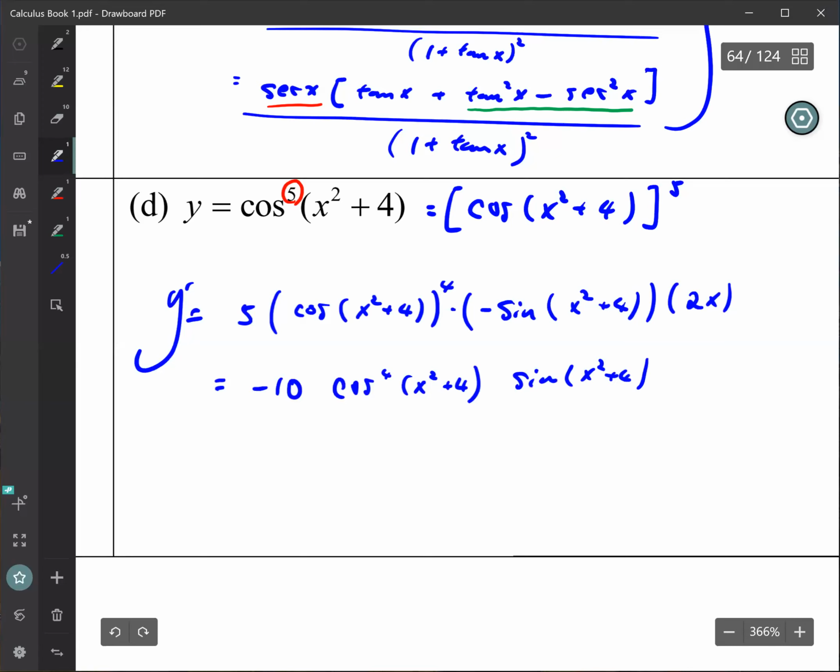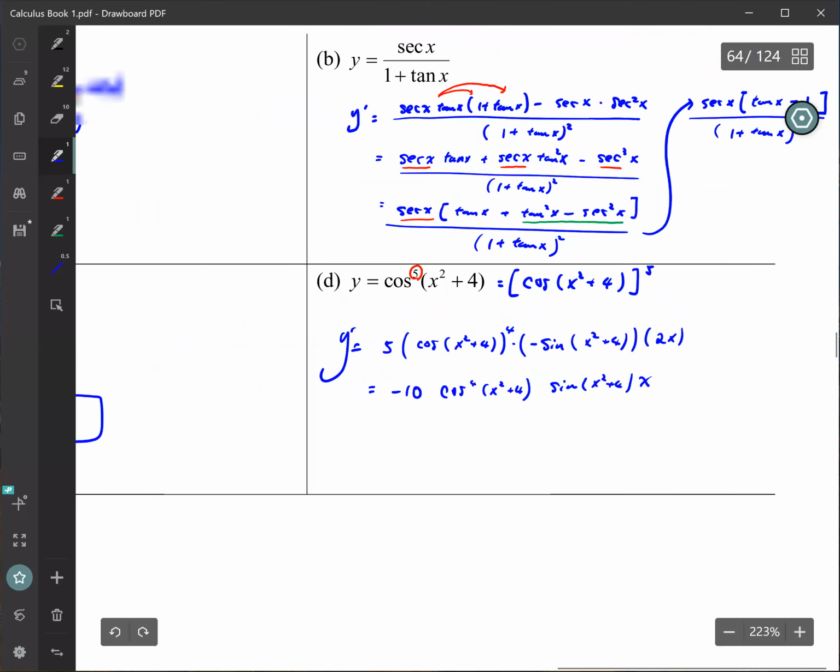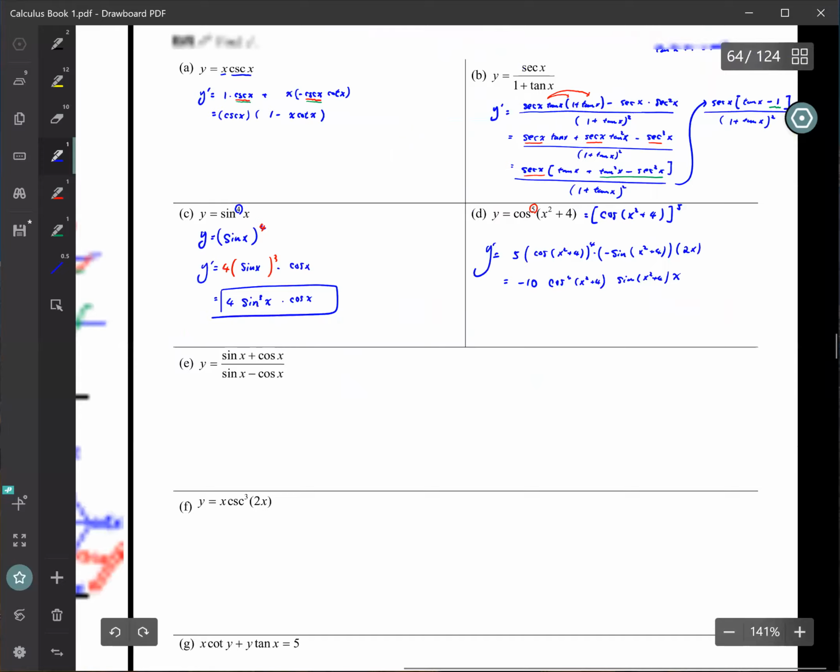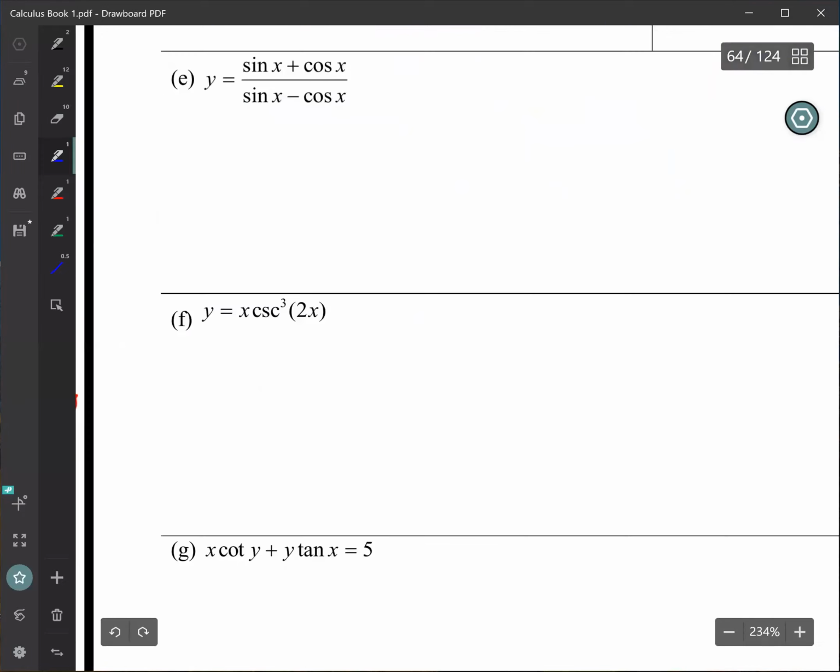And then 2x. That's it, okay? So you can leave it like that. Okay, last question we're gonna try, all right? So question F is like a product rule, right? And then there's a chain rule involved, right? So it's a mix of everything. But I want you to try G now.